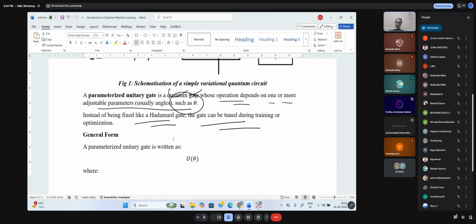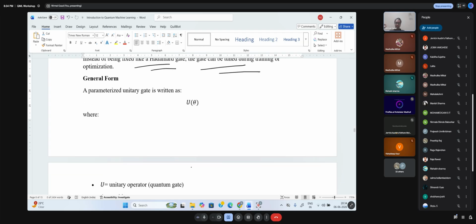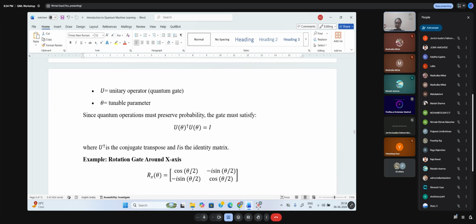So we have a parameterized unitary gate in the quantum circuit, and this gate's operation depends upon the parameter theta, which we call an angle. U theta, where U is an operator, a quantum gate, a unitary operator, and theta is a tunable parameter. Since quantum operations must preserve probability, the gate must satisfy U theta conjugate transpose times U theta equals I, the identity matrix.